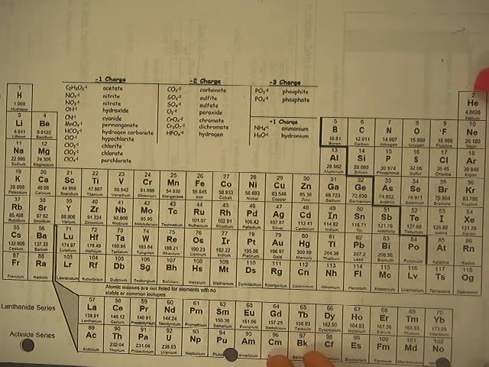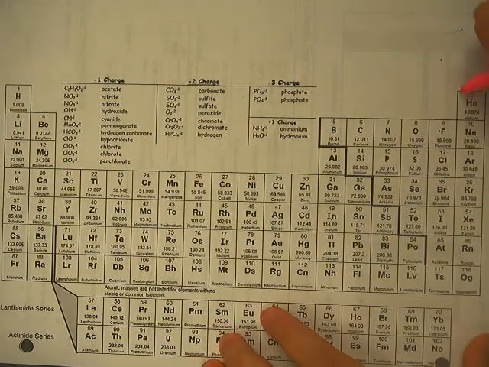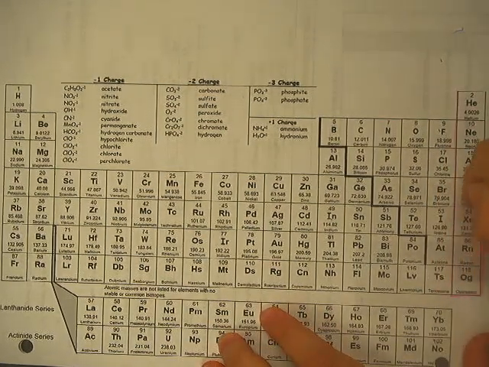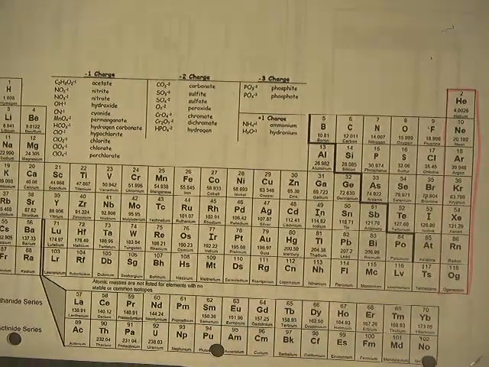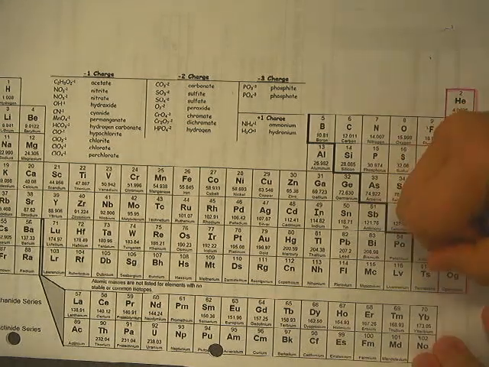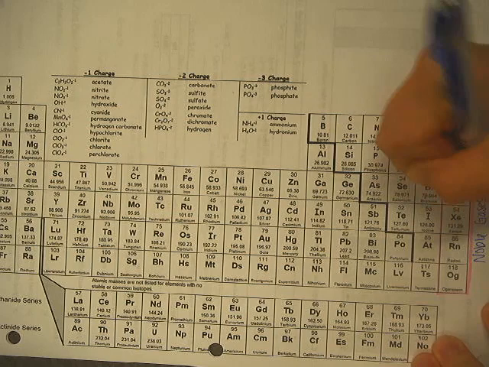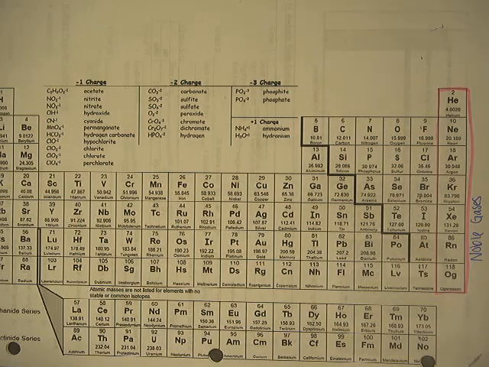So this last column on your periodic table is called the noble gases. I'm going to just outline them so that we can identify it. And then we'll write the word noble gases. And these are called the noble gases because they are already stable. And so what that translates to is that they have a full valence shell. Each one of them does.